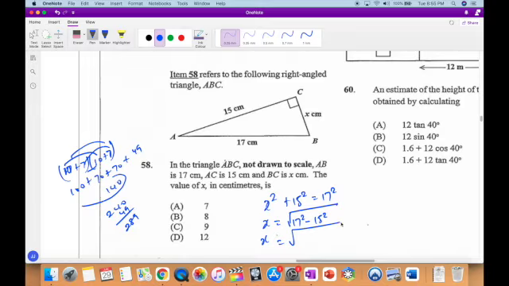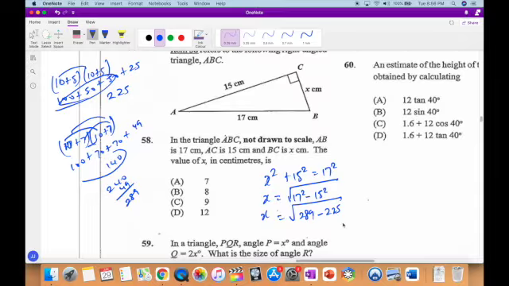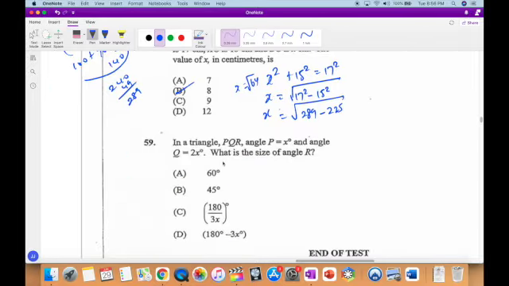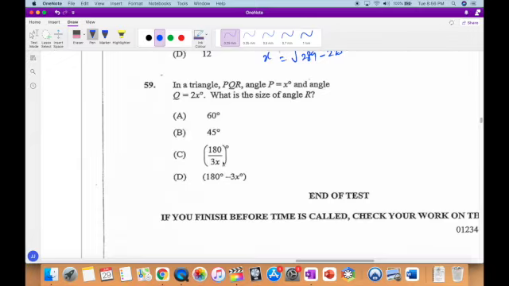So we have here the square root of 289 minus, well, 15 squared could be 10 plus 5 multiplied by 10 plus 5. So that is 100 plus 50 plus 50 plus 25. So that is 225. So 289 minus 225 gives us 64. So x is equal to the square root of 64, which is 8. I was hoping it worked out to be an easy answer like that.